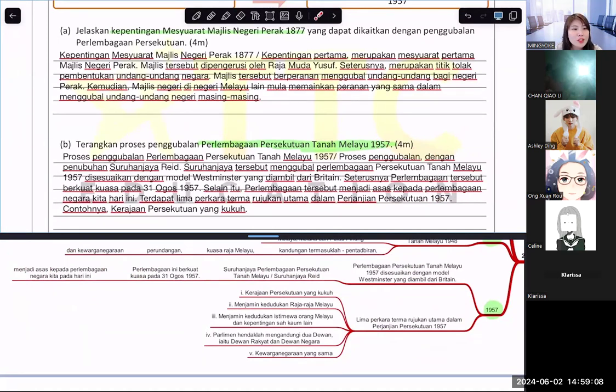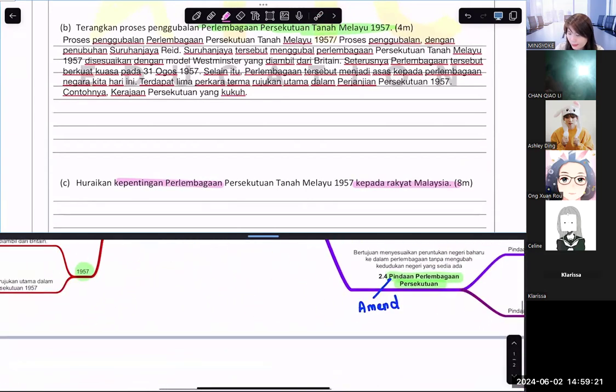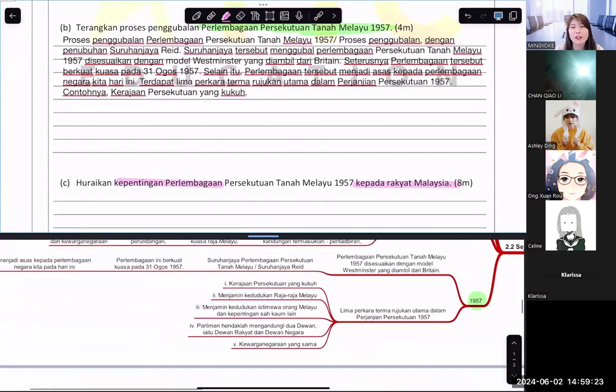Okay, what is the importance of kepentingan? Okay, next. Kepentingan perlembagaan kepada rakyat Malaysia. Okay, there are no talking about whatever kepentingan. You will need to give your own idea. It is a K-BAT question.